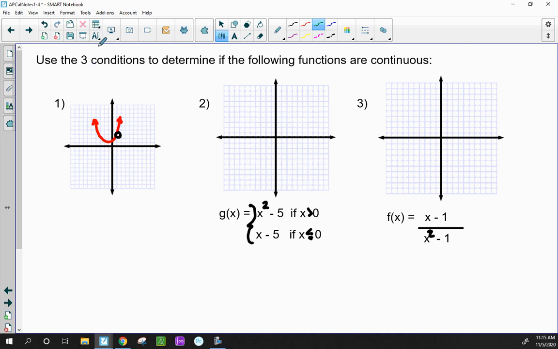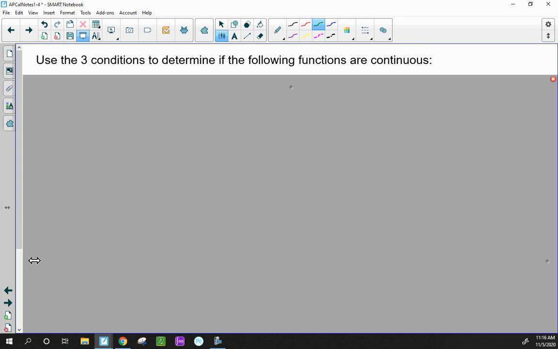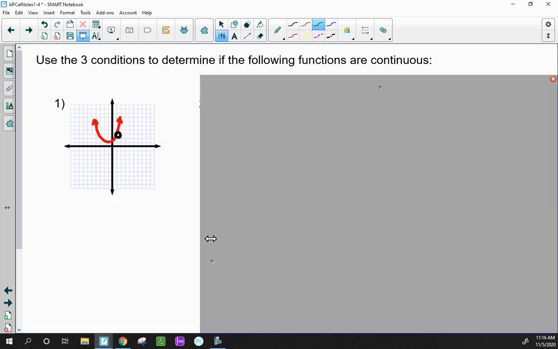Okay, looking at the screen now, you see the directions say to use the three conditions to determine if the following functions are continuous. So we're going to start with picture number one, and you notice on your screen it is a parabola, and it does appear to have an open circle here indicating there is a hole. When you're looking at it graphically, you should be able to know the answer very quickly, but you also have to be able to go through the steps. So even if we know the answer, this is what we're going to do.